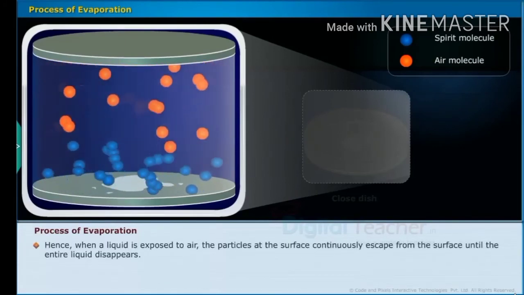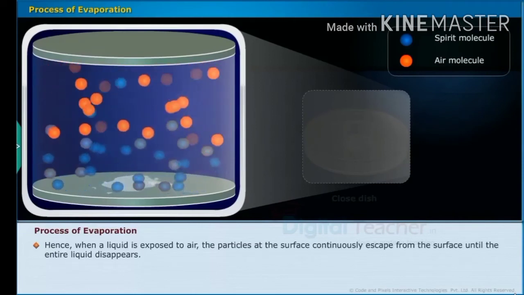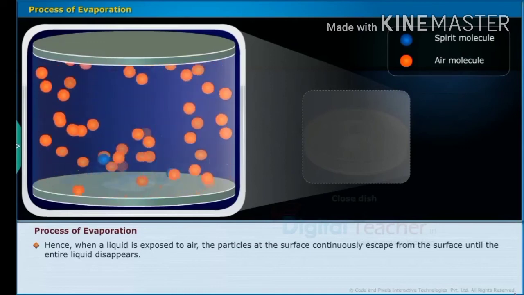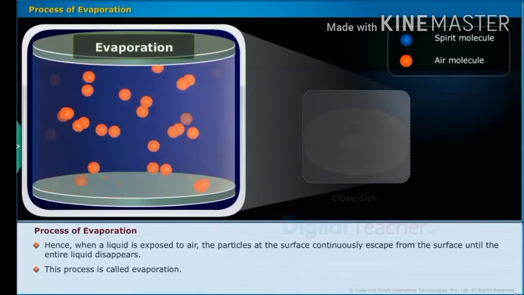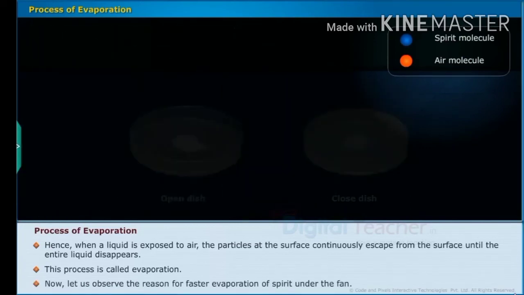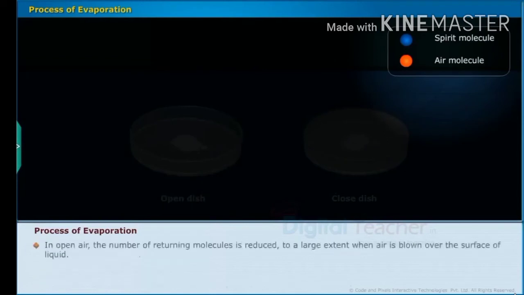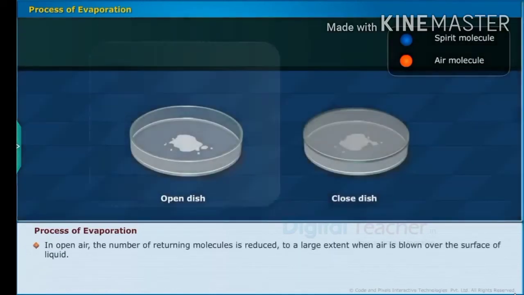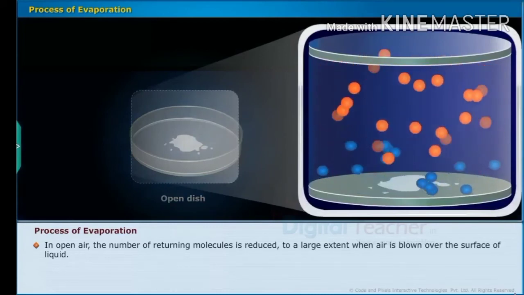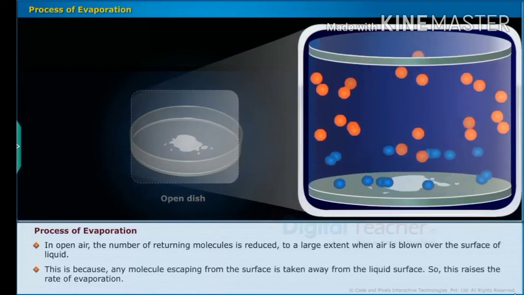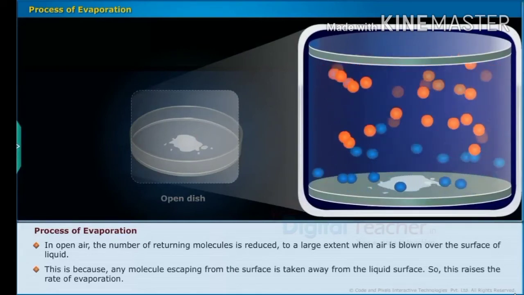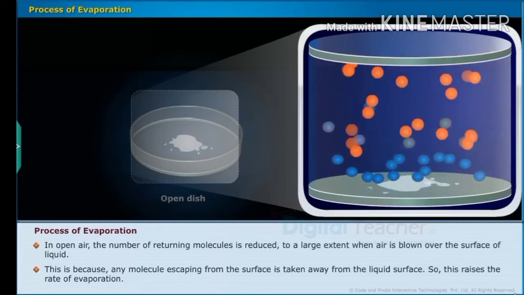Hence, when a liquid is exposed to air, the particles at the surface continuously escape from the surface until the entire liquid disappears. This process is called evaporation. Now, let us observe the reason for faster evaporation of spirit under the fan. In open air, the number of returning molecules is reduced to a large extent when air is blown over the surface of the liquid. This is because any molecule escaping from the surface is taken away from the liquid surface, so this raises the rate of evaporation.